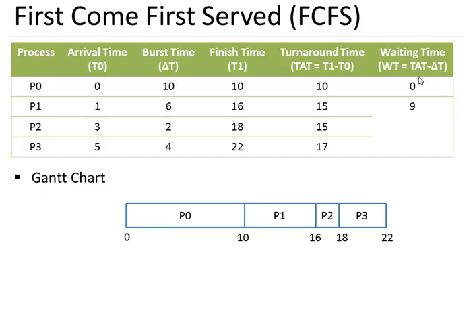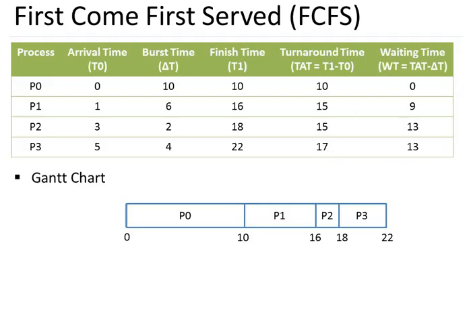Next, calculate for process P1. What is TAT? That is 15, minus delta T, which is 6. So 15 minus 6, that is 9. After that, for process P2, TAT is 15, minus delta T which is 2, so 13. And after that, process P3: 17 minus 4, that is 13. So we have calculated finish time, turnaround time, and waiting time of each process.